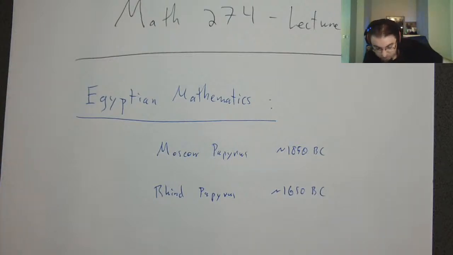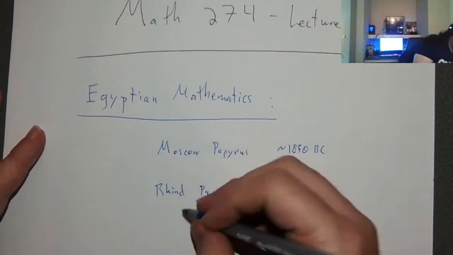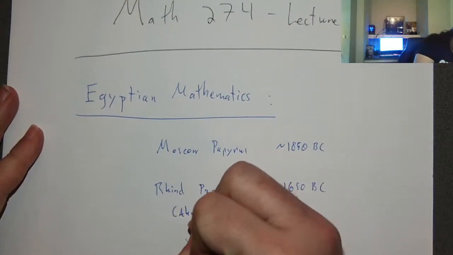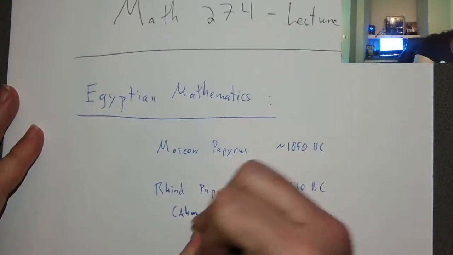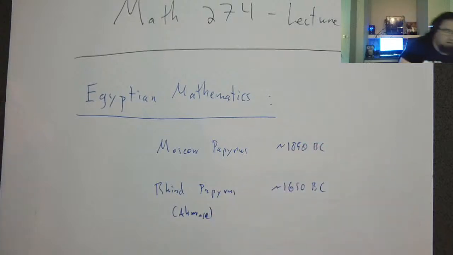The author of the Moscow Papyrus is, I am not sure if it is known. The author of the Rhind Papyrus, however, is Ahmes. Okay.